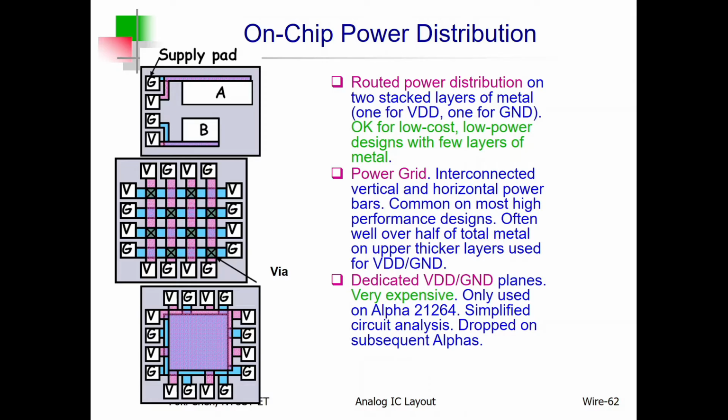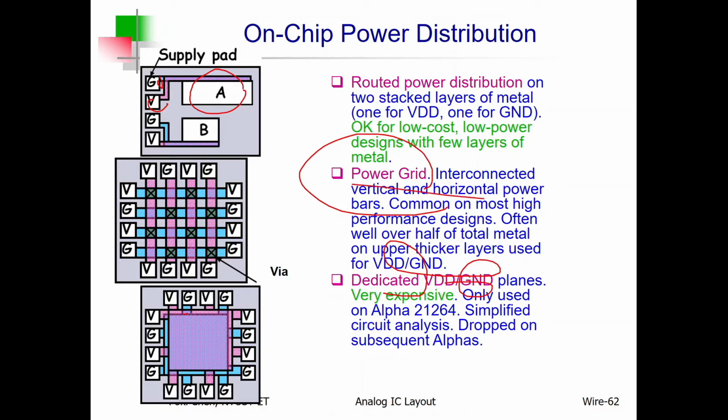How to distribute your VDD and ground to your core circuit? In the past, for a very small chip, we had such a structure. For each block, very few blocks, right? And each block had its own VDD and ground. That is in the past. Nowadays, we have either a power grid or dedicated VDD and ground.